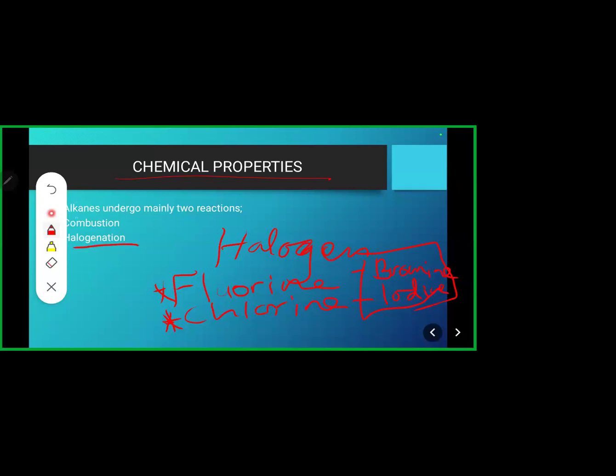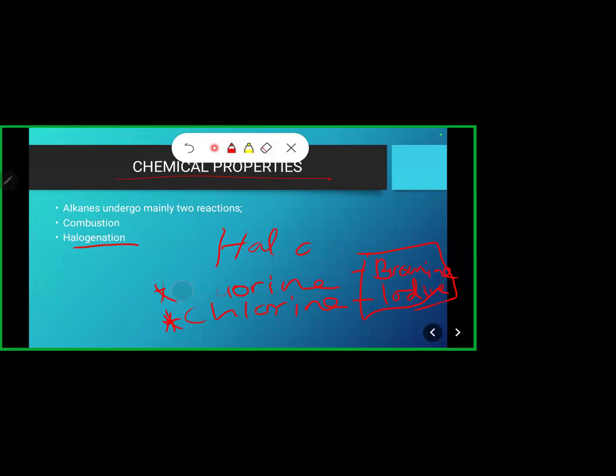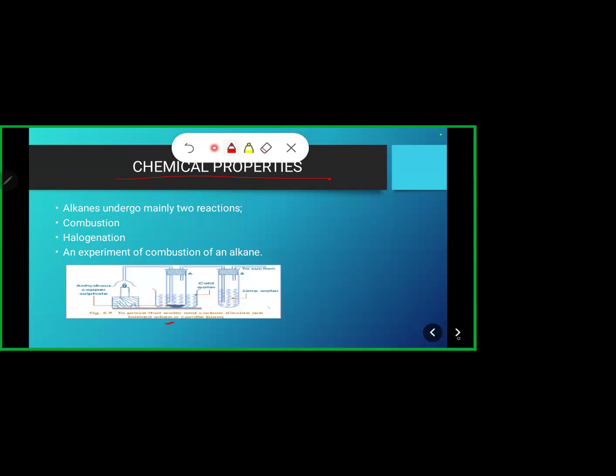And then when we look at combustion, combustion I've said is the burning of a substance in air or in oxygen. So with that, we have an experiment of combustion of an alkane. And the basic alkane we can use, at least I know most of us know what a candle is. At least you've heard about it, at least you've seen it, maybe in church, maybe at home. Somewhere at least you should have seen a candle.